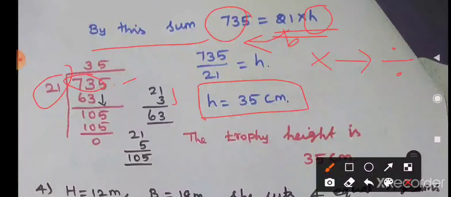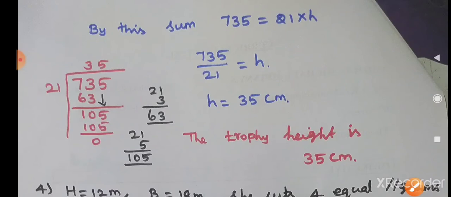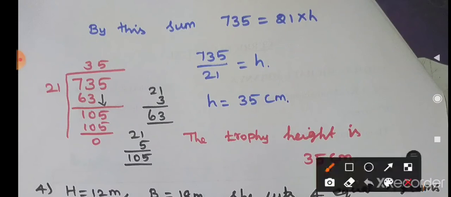3 into 1, 3. 3 into 2, 6. So 63. 3 times in 73. So 3 into 21 is 63, and I have to put 63 here. So 73 minus 63 is equal to 10.